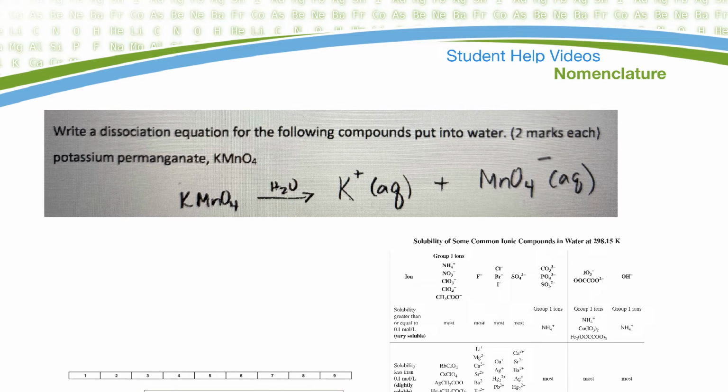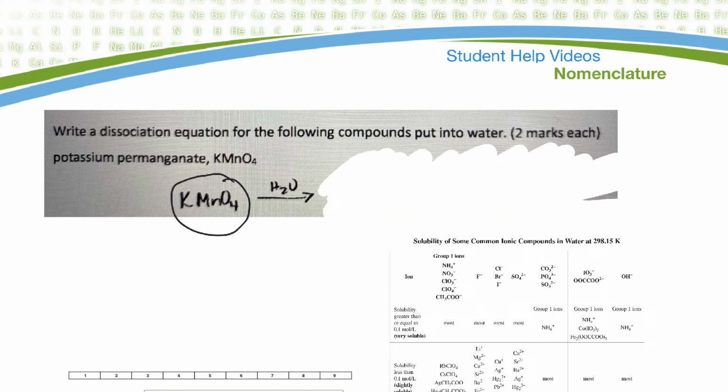Okay, here's two questions where you're asked to find a dissociation equation for them. So they have potassium permanganate. So here's potassium permanganate. Maybe let me just erase the stuff that I've got here already.